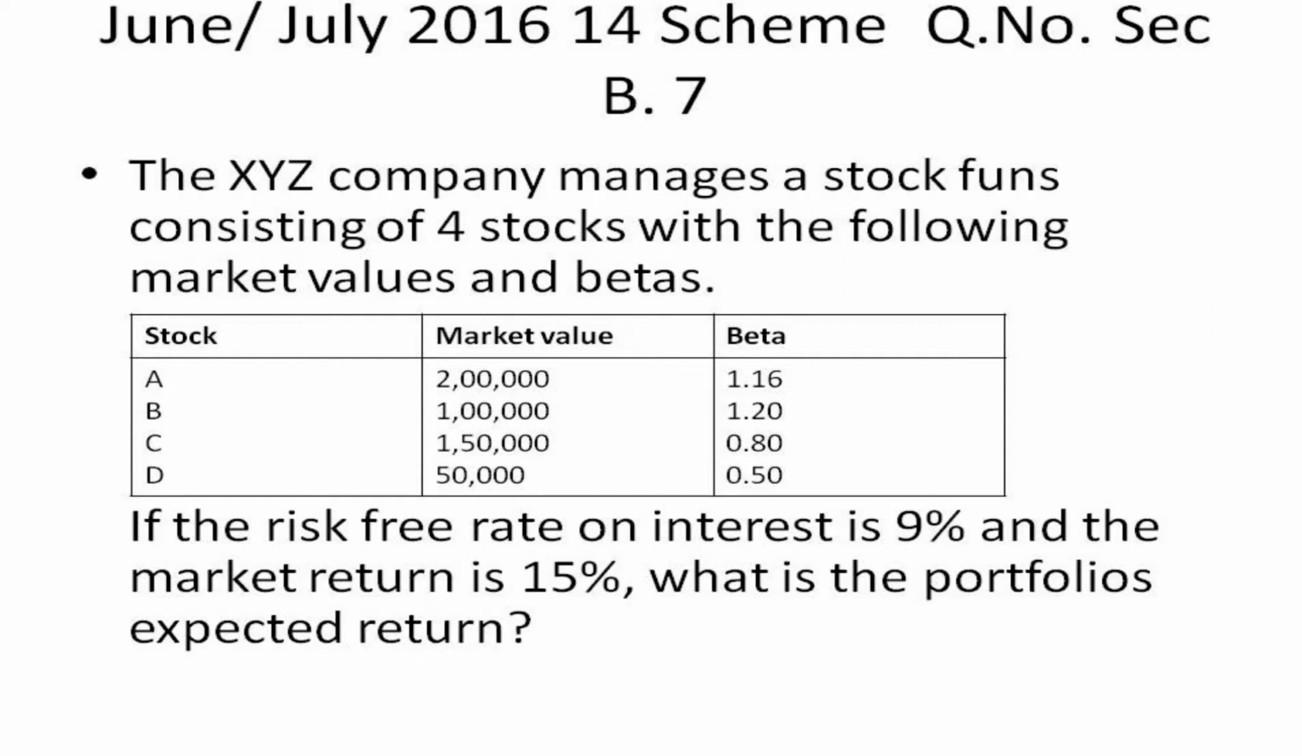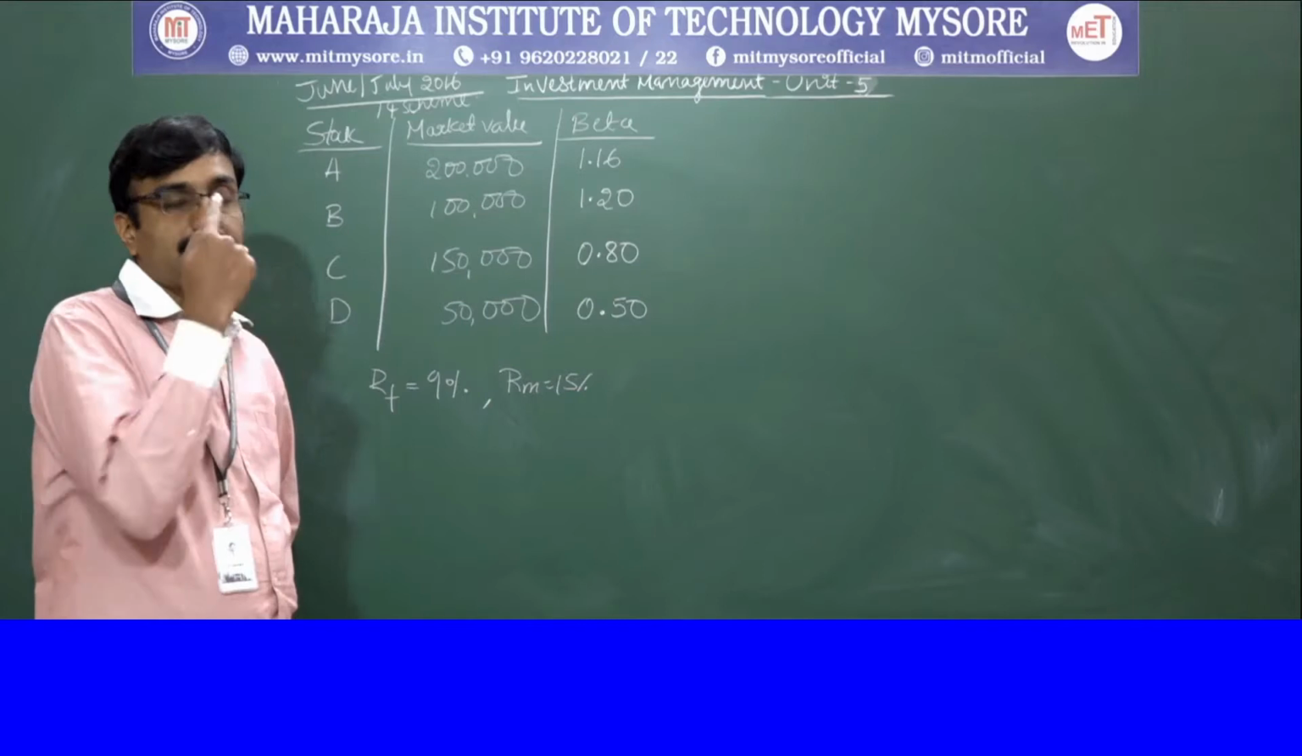The XYZ company manages a stock fund consisting of 4 stocks with the following market values and betas. They have given the table: stock, market value and the beta. Stocks are A, B, C, D, market values are 2 lakh, 1 lakh, 1 lakh 50,000 and 50,000. Betas are 1.16, 1.20, 0.80, 0.50. Based on this information, if the risk-free rate of interest is 9% and market return is 15%, what is the portfolio expected return? We have to find out the portfolio expected return.